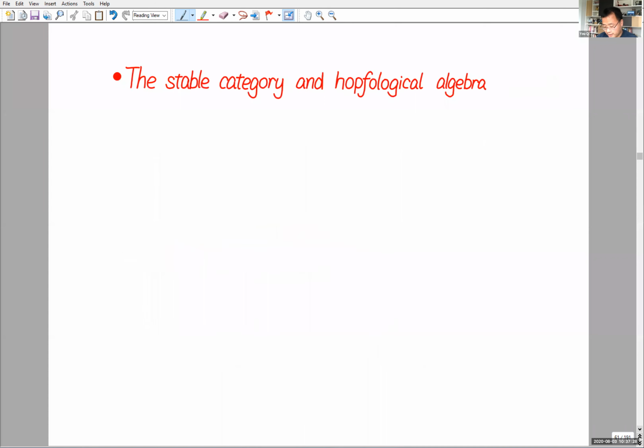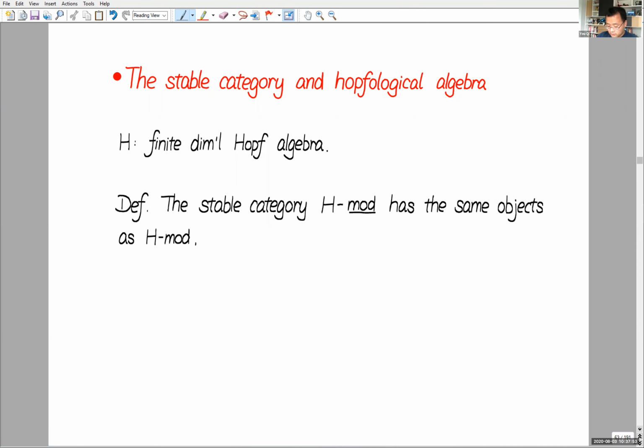So that brings us to the next topic. So this is the stable category and the topological algebra. From now on, because of Larson and Sweedler's theorem, we'll be focusing on finite dimensional Hopf algebras, which are also Frobenius. So their projectives are also injectives, and we want to kill the projective injective objects in H representations. So to do this, we define this category. It's a good lesson for starting graduate students that whenever you work with categories and want to produce functors out of categories, you first never tamper with objects. Then what you want to do is you deal with morphisms.